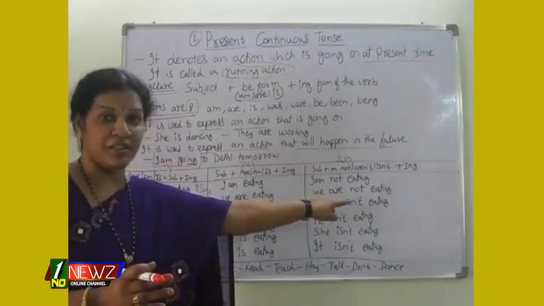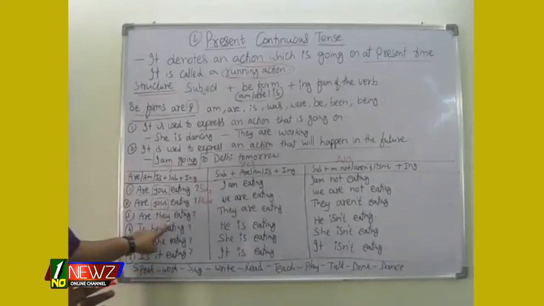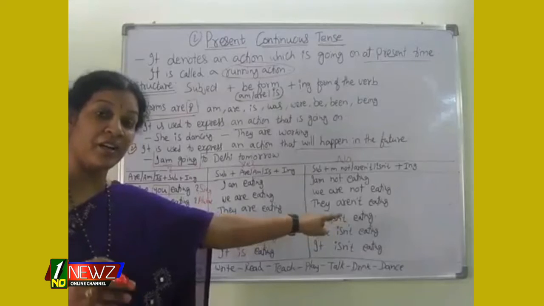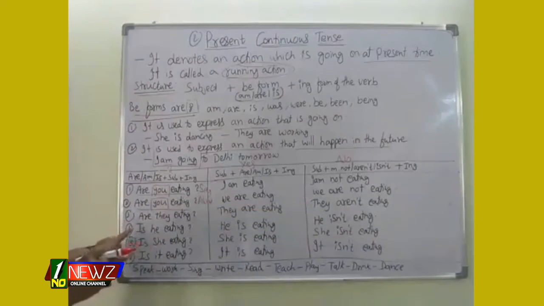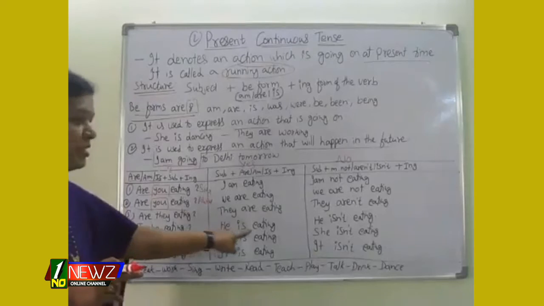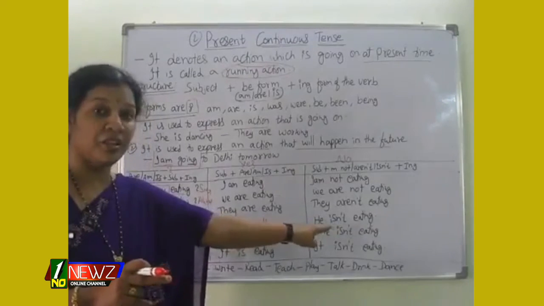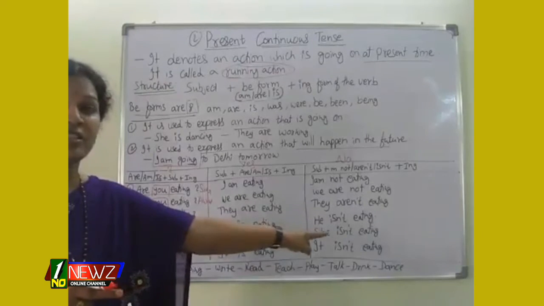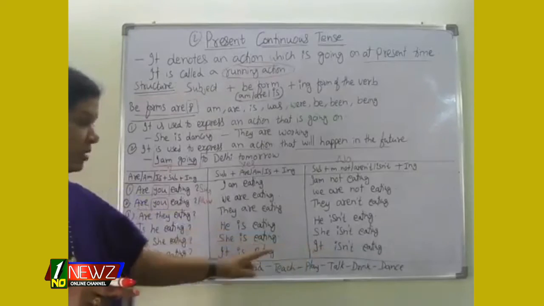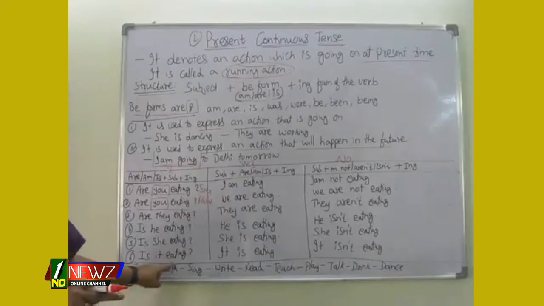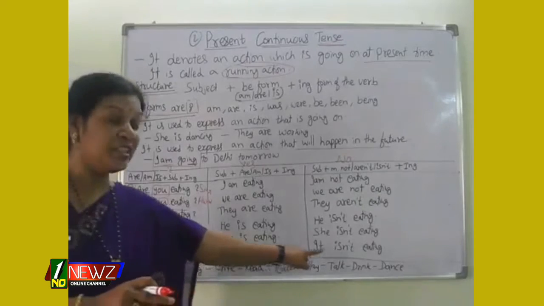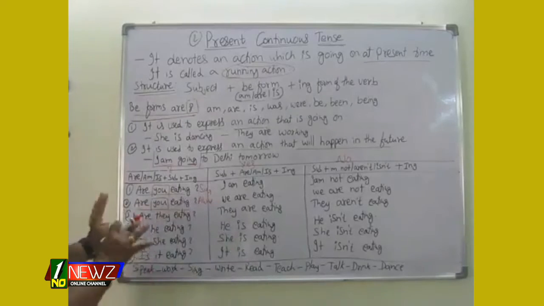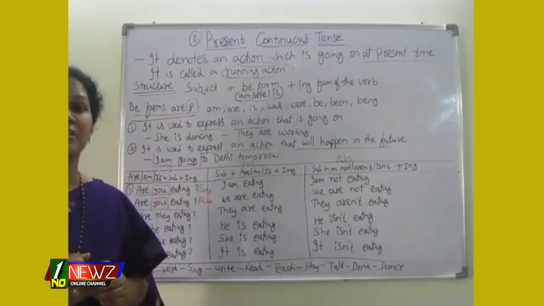We are not eating. And are they eating? They are eating. They aren't eating. They are not eating or they aren't eating. Next, is he eating? He is eating. He isn't eating. He is not eating. Or is she eating? She is eating. She isn't eating or she is not eating. Anything you can say. And is it eating? It is eating. It isn't eating. So like this you can practice it.